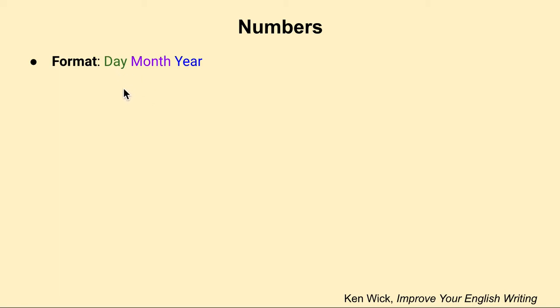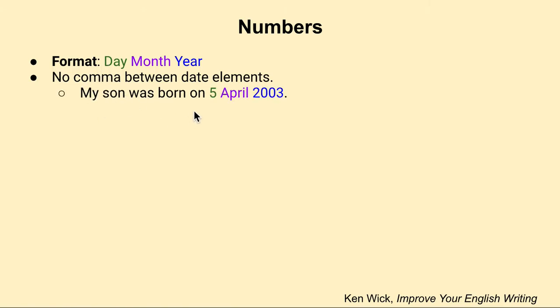In this case, you do not put any commas. There are no commas between the date elements. The examples are: my son was born on 5 April 2003. Once again, just the month and day are switched. If you're an American, it's not typical, but if you're outside the United States, it probably is. Since they are switched, we do not put commas between any of the elements. And then: I went on 18 June 2018 to see the doctor. Once again, we have the day, month, and year separated without commas.